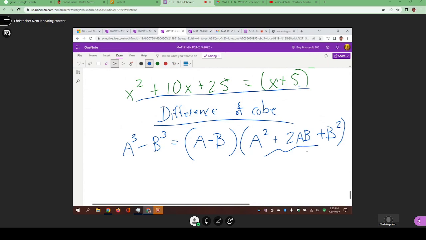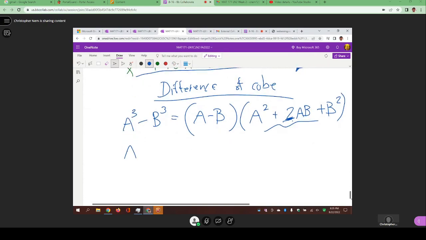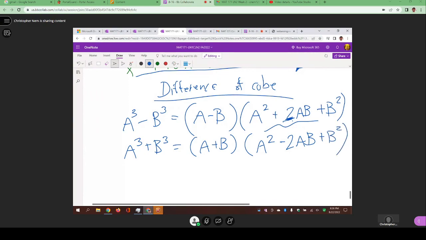x plus 5, what is it? 5 times 2 is 10. That's where we get the 2 right here, 2 times whatever this number is. So difference of cubes is for cubic values. And then the other one you need to know is a cubed plus b cubed. That's going to be almost the exact same thing. However, we're going to get the inverse. Instead of a minus b, we're going to have a plus b. And then instead of our addition of perfect square, we're going to have the subtraction version. That is difference of cubes.